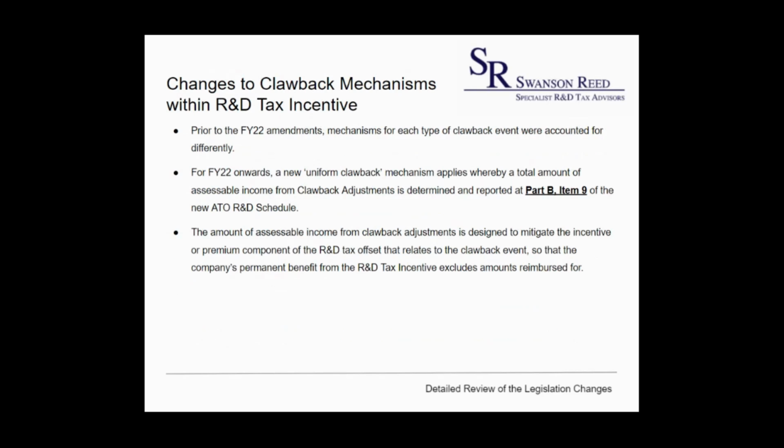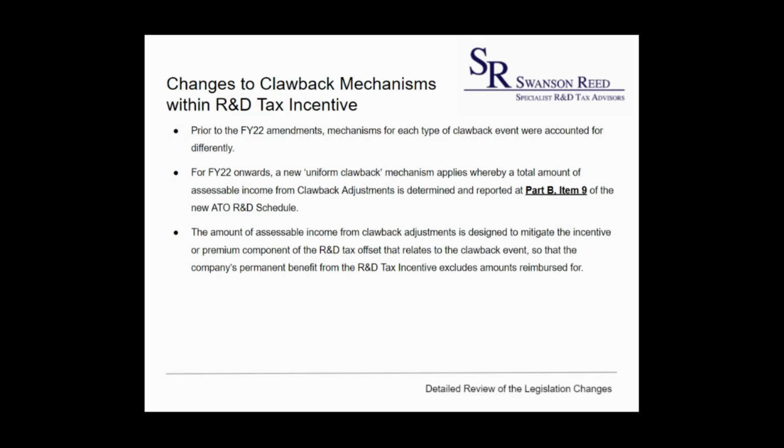Prior to the FY22 amendments, mechanisms for each type of clawback event were accounted for differently within a company's tax return. From FY22 onwards, a new uniform clawback mechanism applies whereby a total amount of assessable income from clawback adjustments is determined and reported at Part B, Item 6 of the new ATO R&D tax incentive schedule. The assessable income is then reported within the company's tax return.